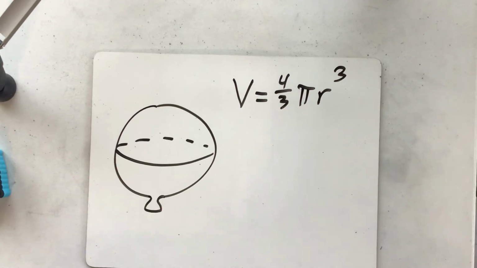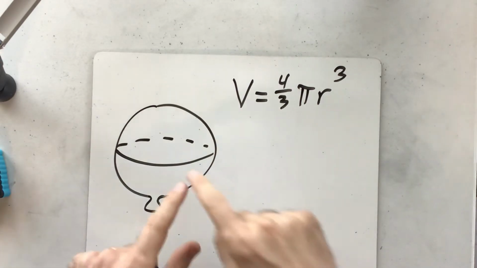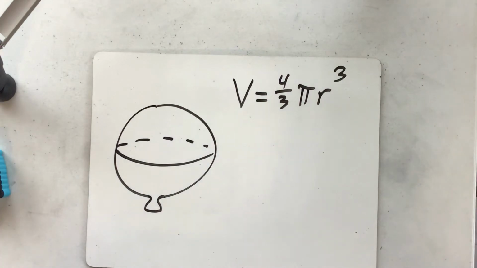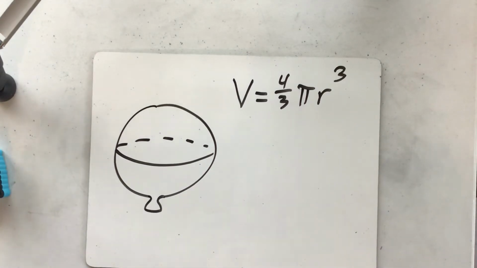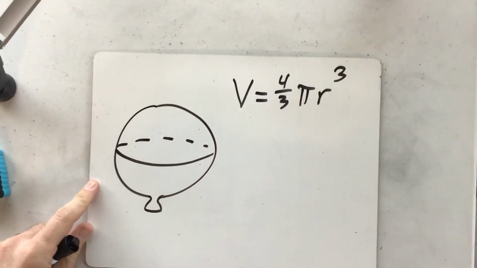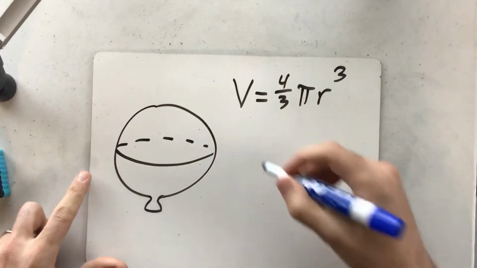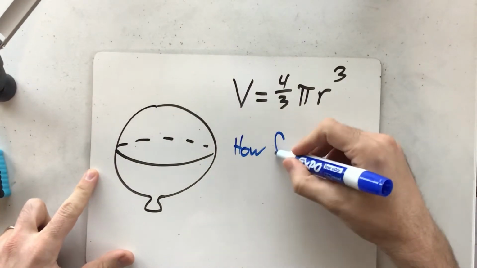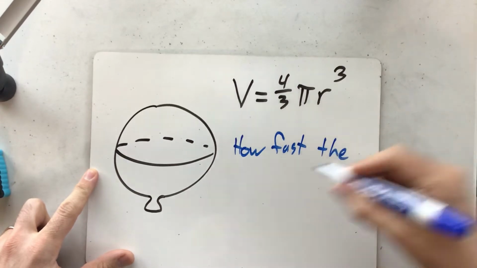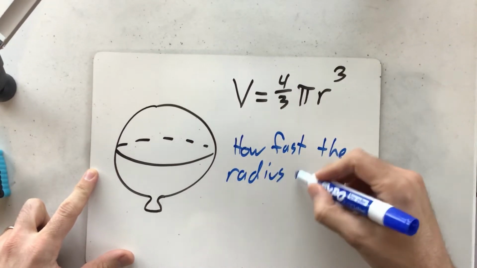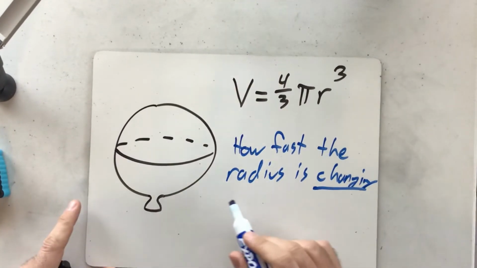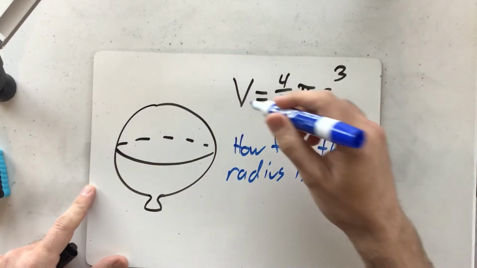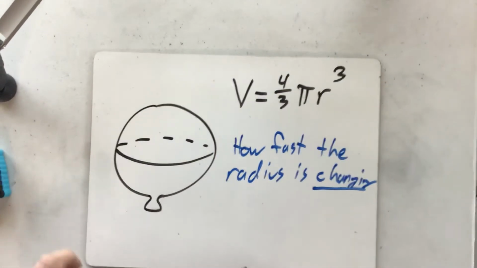Now, at this point you might be tempted to just start plugging in radius and volume, and notice you could plug in the 100 and figure out V, but that's not going to be helpful because that's not what the problem is asking for. So what does the problem want? If you read carefully, you'll realize the problem is asking for how fast the radius is changing. It doesn't want to know the radius. It doesn't want to know the volume. It wants to know how fast is the radius changing.